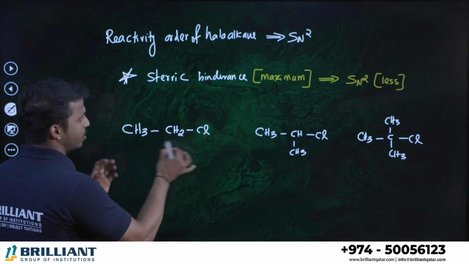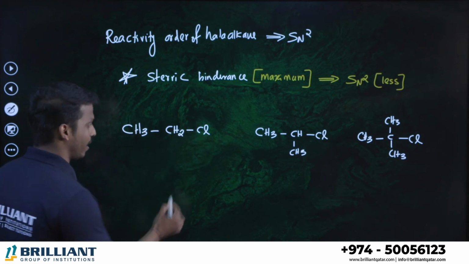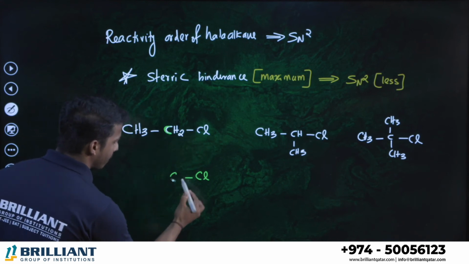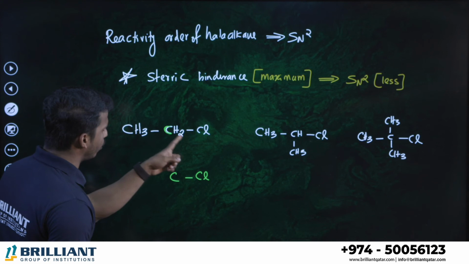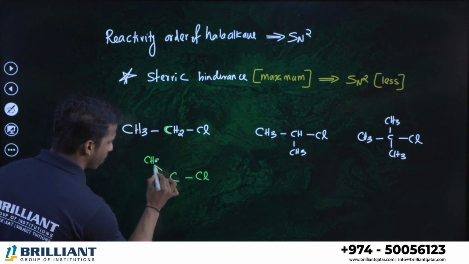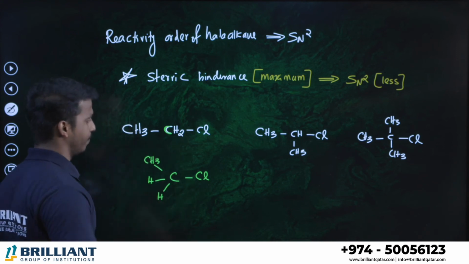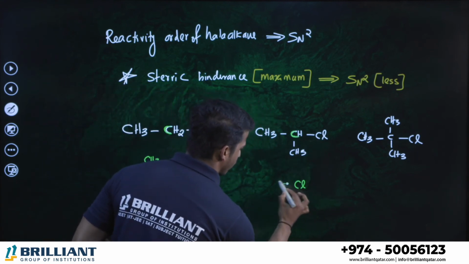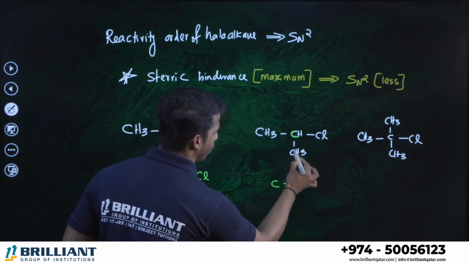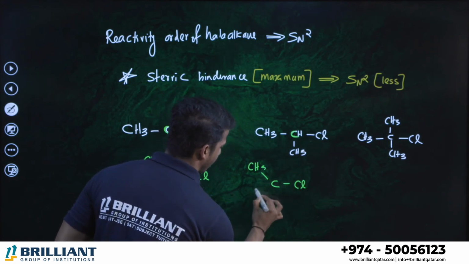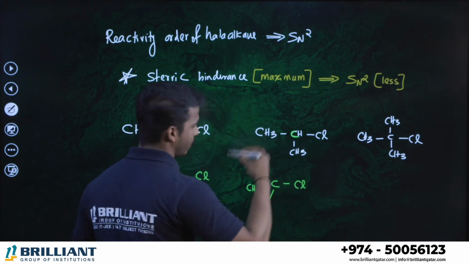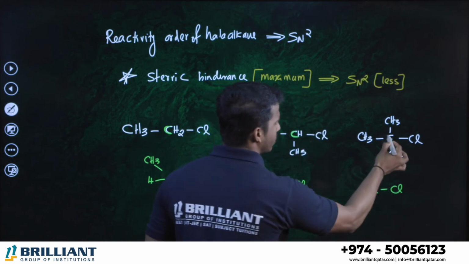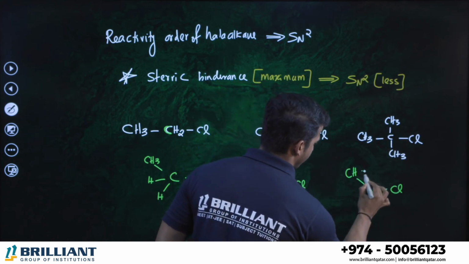Let me redraw all the compounds. Chlorine is there, connected to this carbon. This carbon contains one methyl group and two hydrogens, right? I'm just writing it like this. Let me write the same one here. Chlorine is there, and the chlorine-connected carbon has two methyl groups and one hydrogen, correct? What about this one? Chlorine is there, this is the chlorine-connected carbon, and this carbon has three methyl groups.